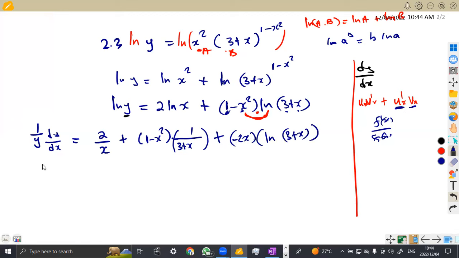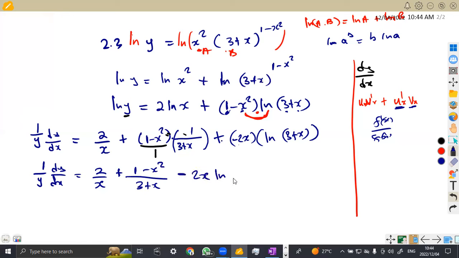So let's just simplify before we introduce our y here. So this is 1 over y dy dx is equal to 2 over x plus, this is same as 1 minus x squared over 1. So you can multiply the numerator to the numerator, which is going to be 1 minus x squared over 3 plus x. Okay, the same thing here. We can just simplify positive and negative. That's a negative. So we're going to have negative 2x ln 3 plus x, like that.